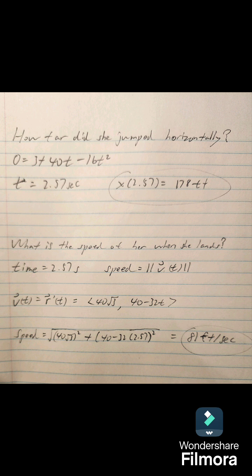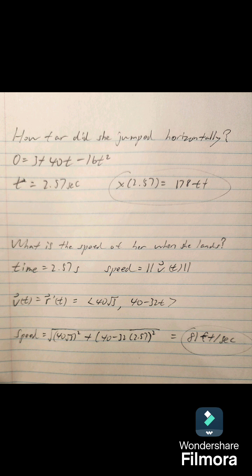Alright, here we got another question. How far did Audrey jump horizontally? Since she lands on the ground after she jumped, the height will be 0. So y equals 0, and y also equals 3 plus 40t minus 16t squared. After we use the parametric equations, we will find that t equals approximately 2.57 seconds. And x at time 2.57 equals approximately 178 feet.